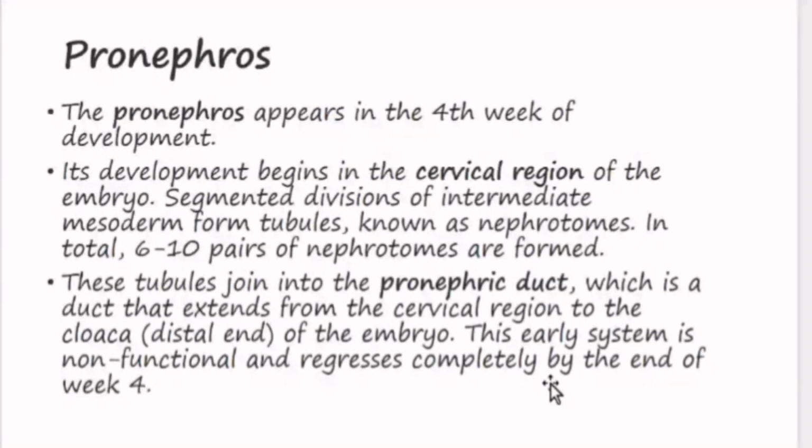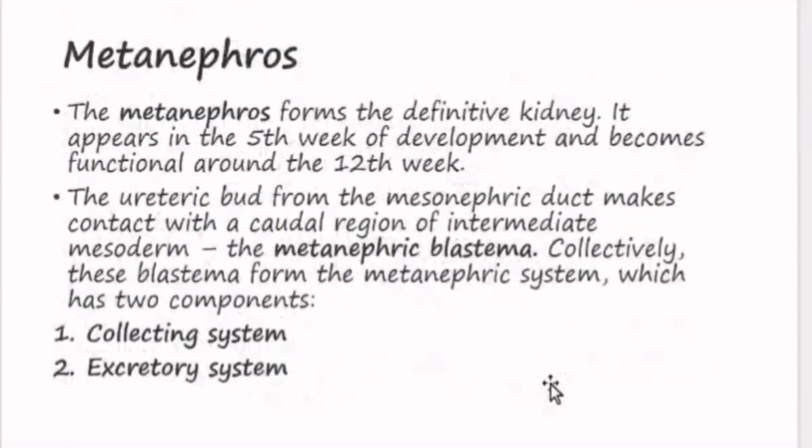Your metanephros will appear in the fifth week of development, and then become functional in the 12th week. That's where your definitive kidney has taken place. The kidney has two systems: the collecting system and the excretory system. The collecting system is going to come from your what? The ureteric bud, which comes from the mesonephric duct.